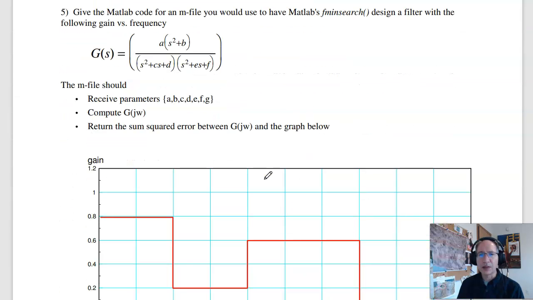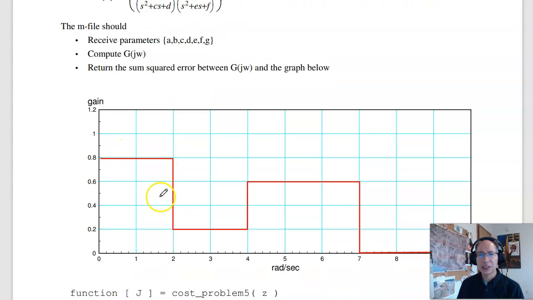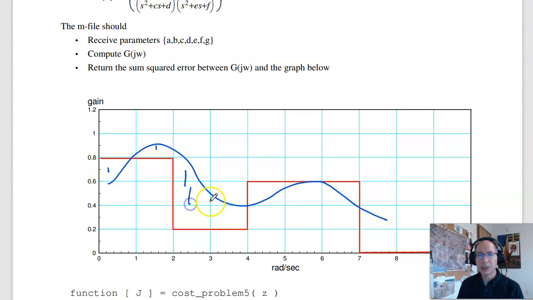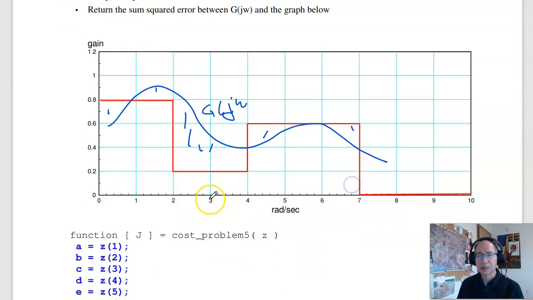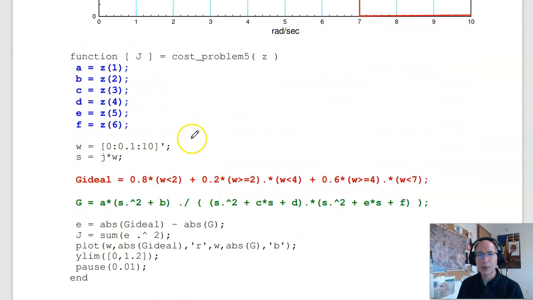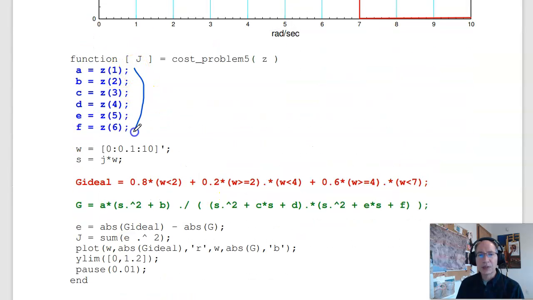Problem 5 is come up with a MATLAB M file. So I'm going to guess A, B, C, D, E, F. This is what they mean, and this is my target. Calculate the gain versus frequency and return the sum squared error between the two. So if this is G of j omega, that'd be the difference. So here's what an M file would look like. I first need to receive 6 parameters. That's my A, B, C, D, E, F.